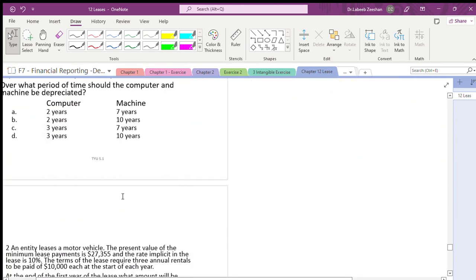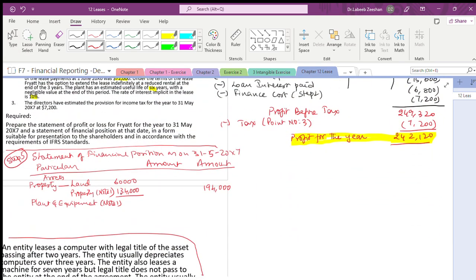73,120. Is it right? And next, you have right to lease. How much is there? The initial value is 72,000. Minus current year, you have paid 12,000. How much will we get? We'll get 60,000.